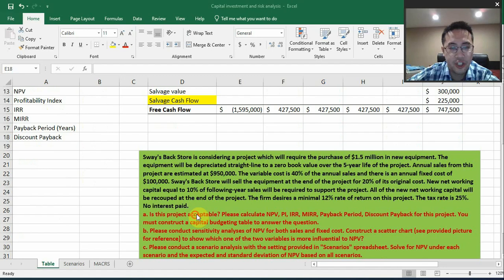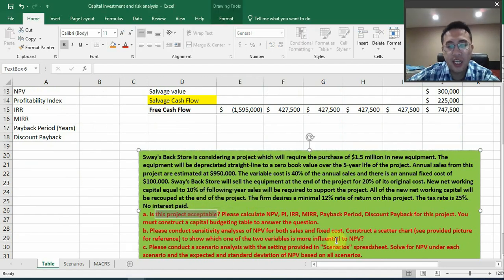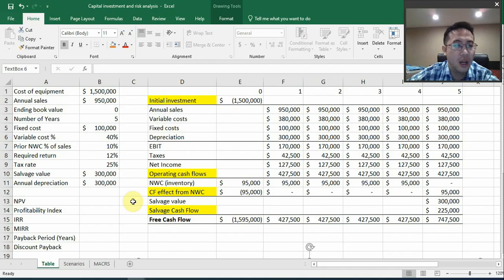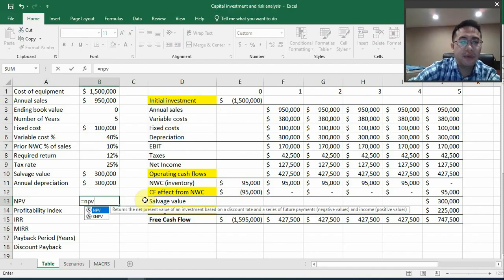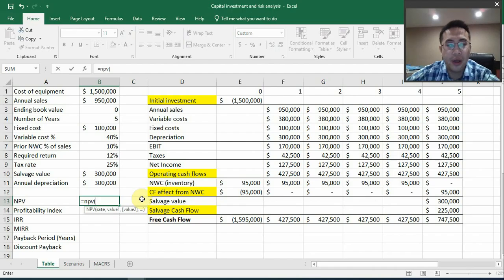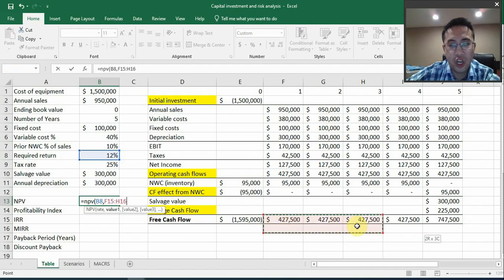Well, is this project acceptable? You're going to calculate all these investment criteria to make the conclusion. The first one here is net present value. So you're going to use the NPV function of Excel, and the discount rate here is the required return of 12%. That must be your cost of capital, 12%. Then you're going to put in all the cash flows from the first year to the 5th year. It does not start from year 0, start from year 1.